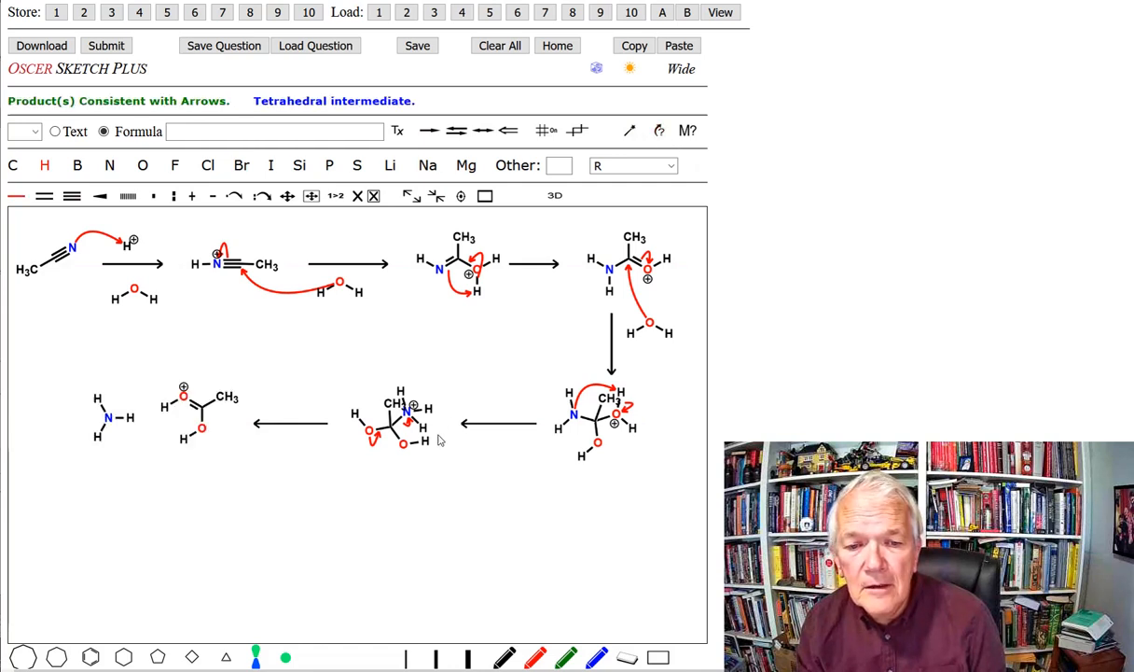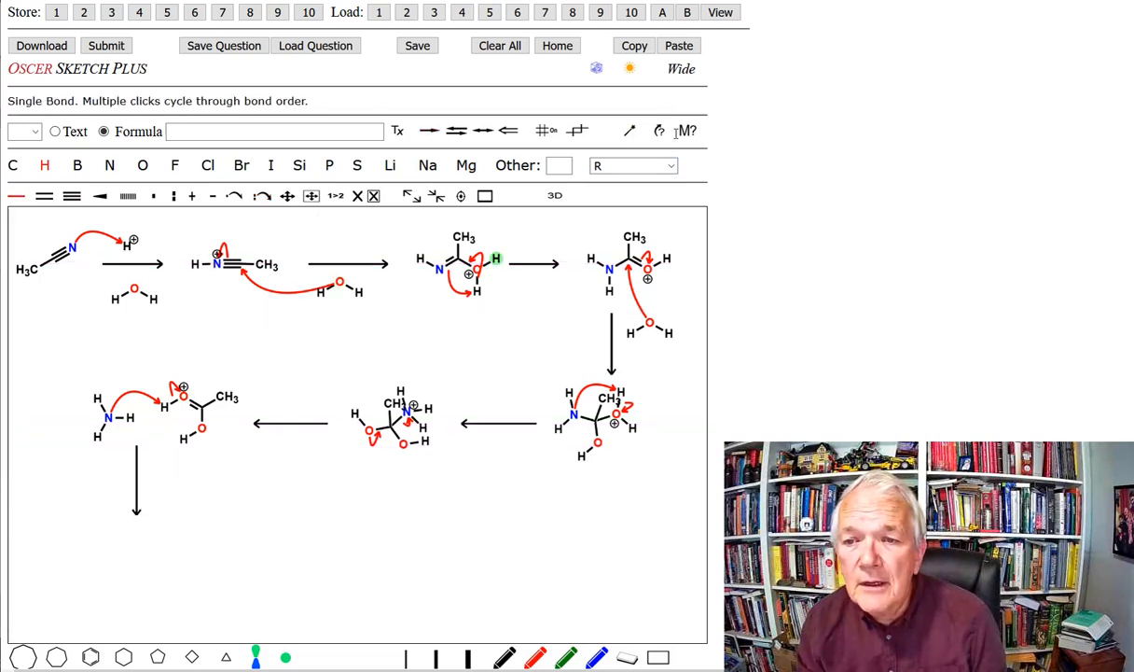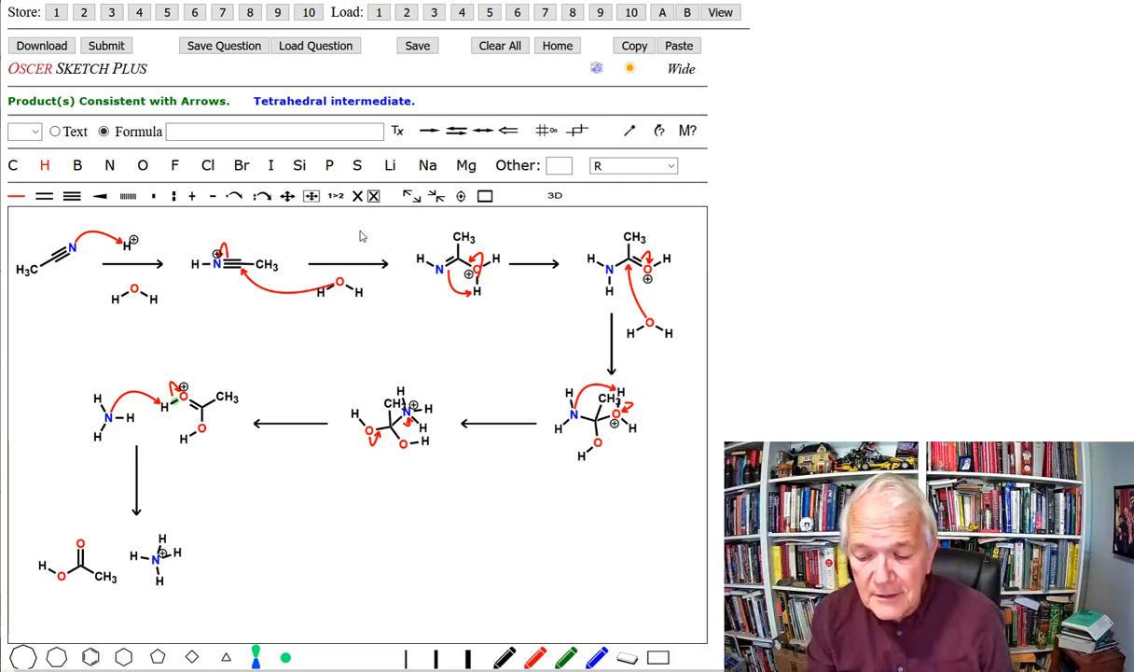and there's our protonated product, and then this nitrogen can pull off that extra proton, and we're in acid. So this ammonium carboxylic acid combination is what we'd expect. So we get our carboxylic acid and the ammonium ion. So that's the hydrolysis of the nitrile. It's a little bit complicated, but if you know the amide, you know the hard part.